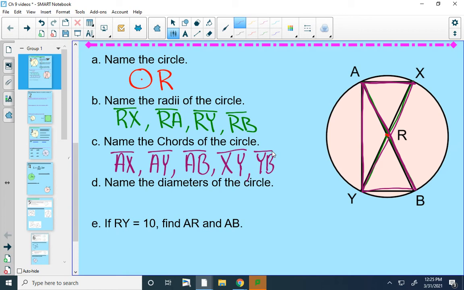Then we name the diameters of the circle. So the diameters are just our chords that pass through the center. So it looks like that's going to be AB and XY.